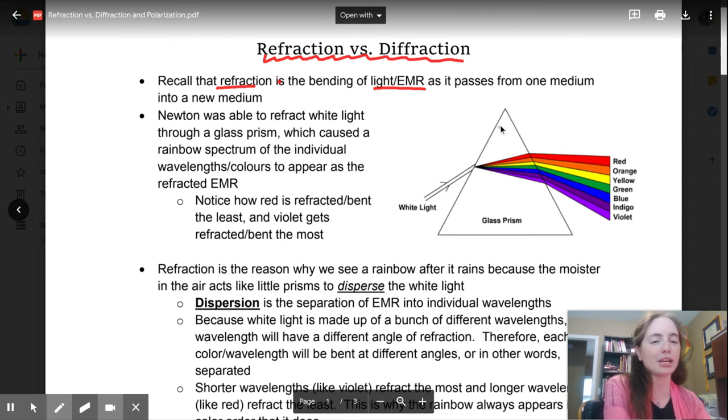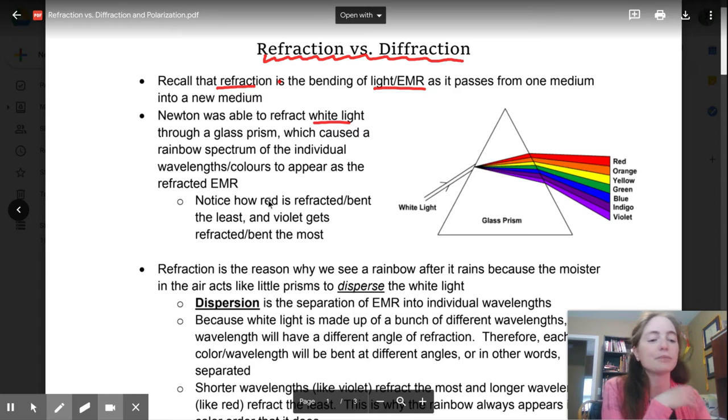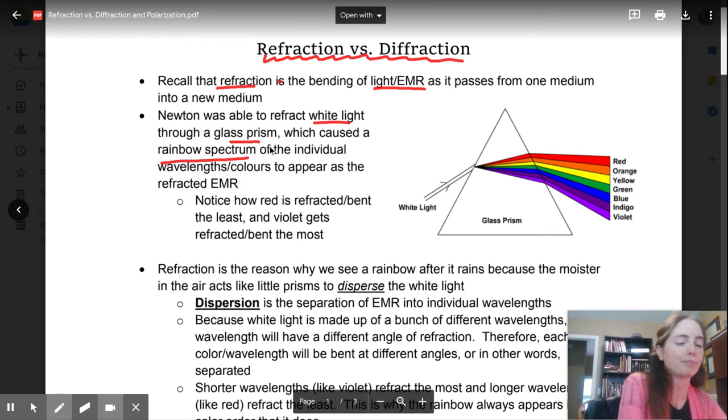So here's a lovely triangular glass prism. What Newton did with it is he shone some white light. White light is all the light that we normally use day to day in your light bulbs. He shone it through a glass prism, and it broke up into a beautiful rainbow spectrum.